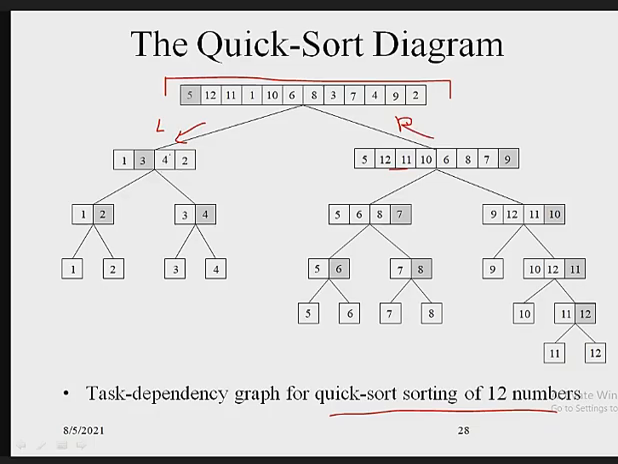So again, consider one of the pivot elements, and here also we are considering one pivot element. Suppose I am considering the 3. So 1 and 2 are less than 3, and 4 is greater than 3. So we are considering 3 and 4.